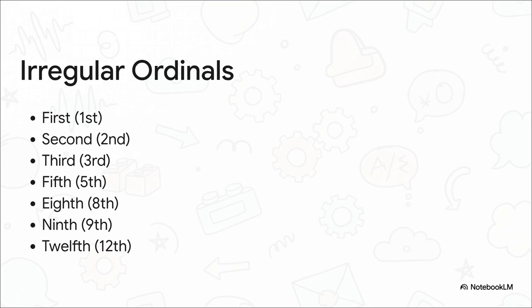1 becomes first, 2 becomes second, and 3 is third. We also have these slightly quirky spellings for 5th, 8th, 9th, and 12th. Actually, scratch that. They aren't quirky. They're just irregular. Master these specific exceptions, and I promise you, you're going to sound incredibly natural.